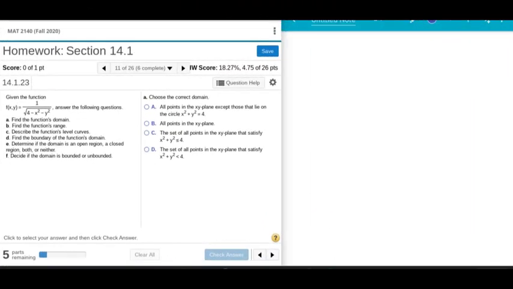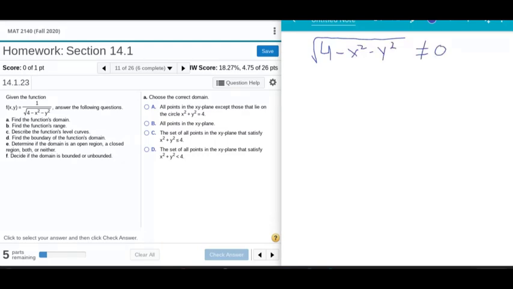All right, let's try another one like that. So given this function, answer the following questions, starting with the domain. So in this one, the domain, think about what would cause a problem here. Well, a couple of things would cause a problem. Anytime we would divide by 0 would be an issue. So this denominator cannot be 0. So the square root of 4 minus x squared minus y squared cannot be 0 because it's the denominator.